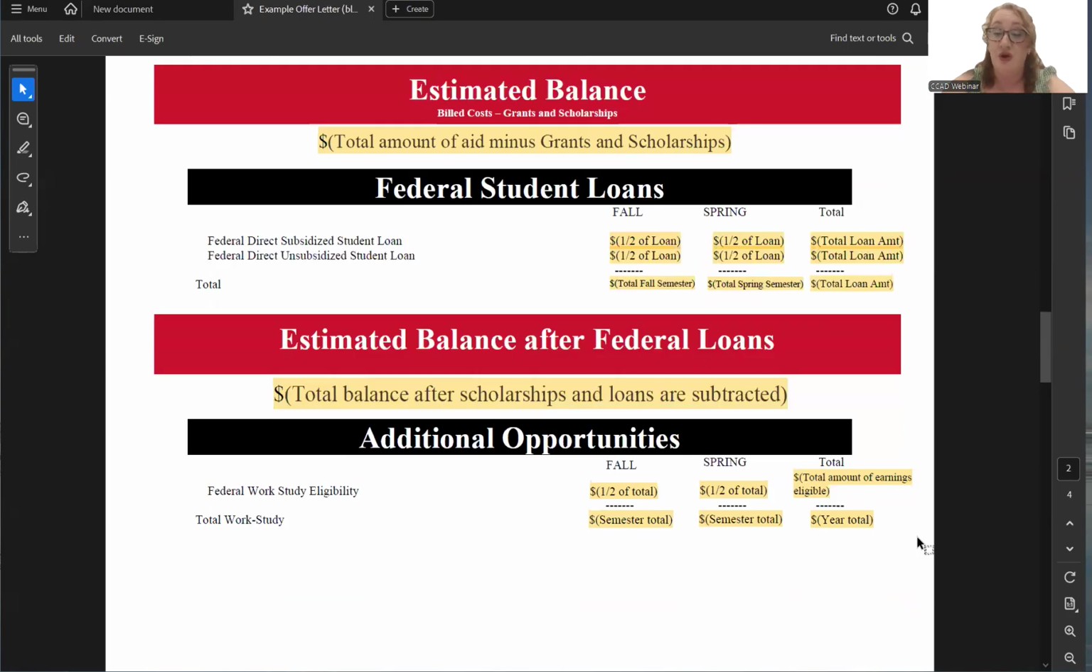Based off of where they landed with their FAFSA. So this is a program called Federal Work Study. And it's a really cool program because not only does it help out CCAD, but it also helps out the students if they want to make a little bit extra money. This only applies if the student decides to become a student worker at CCAD. You can't work at Kroger or Target or Walmart or wherever and still get work study.